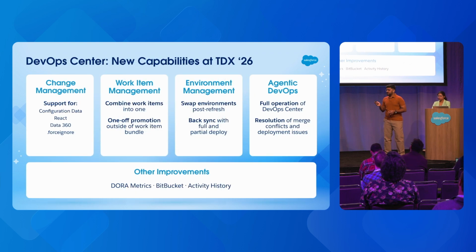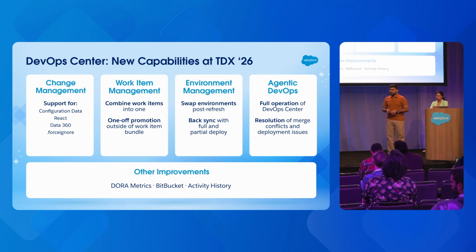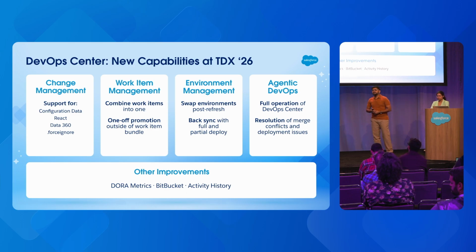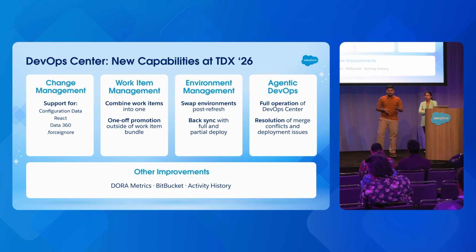So these are the new capabilities that we are adding to DevOps Center at TDX. The change management, support for configuration data deployments. The managed package supported only metadata deployments. Now with the new version of DevOps Center, we are also supporting data deployments as well. When I say data, we are talking about configuration data here. And it also has support for the React applications, Data 360 applications, etc.